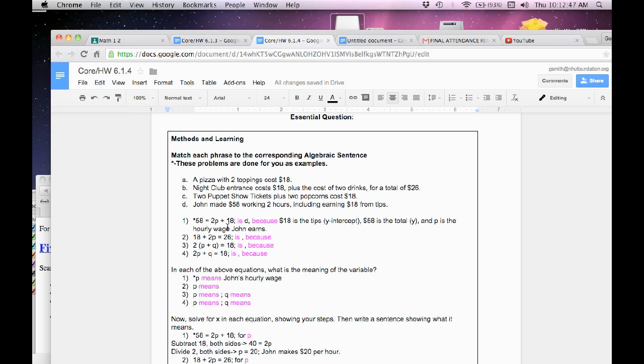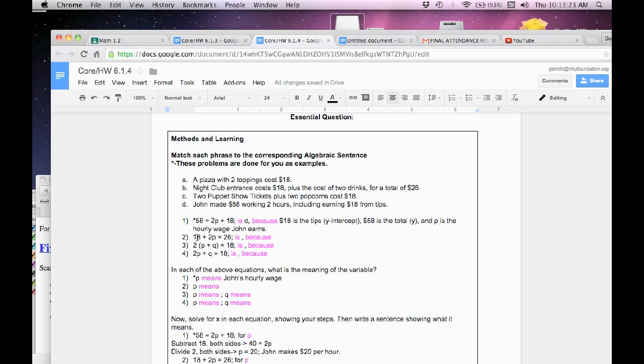Okay. So 1 says 58 equals 2p plus 18. All right, well, the obvious clue is the 58. You only see it once. 58 is the total that he made, so that's the y, because y is the total. And it's equal to 2 times the number of hours he works plus the $18 extra that he got from tips. So the answer is D, because 18 is the tips that's added on, 58 is the total, and P is how much money he makes per hour.